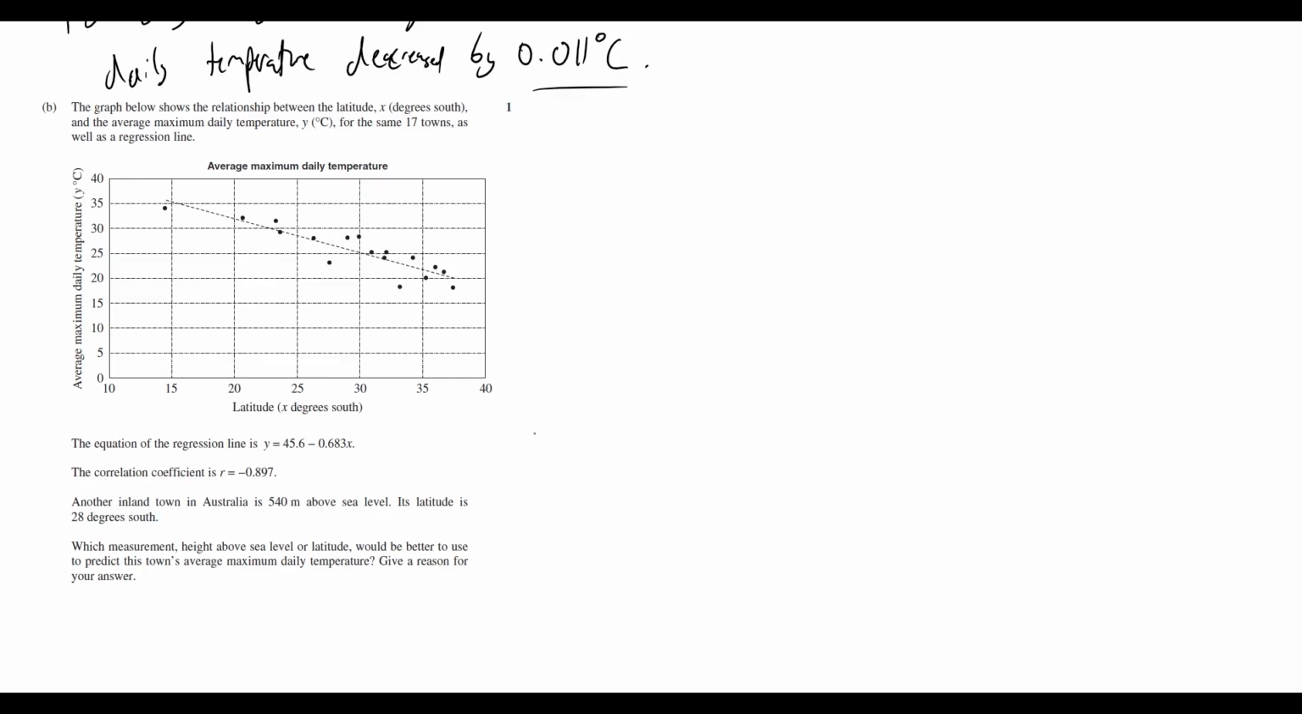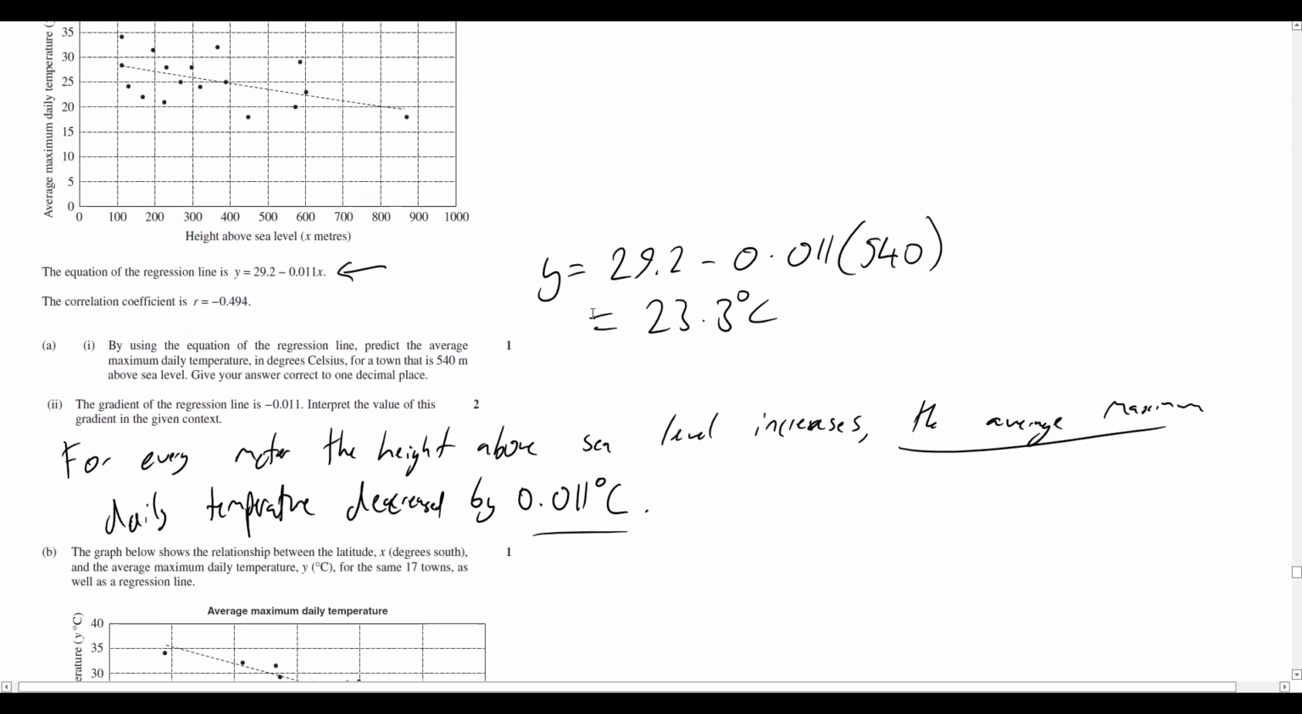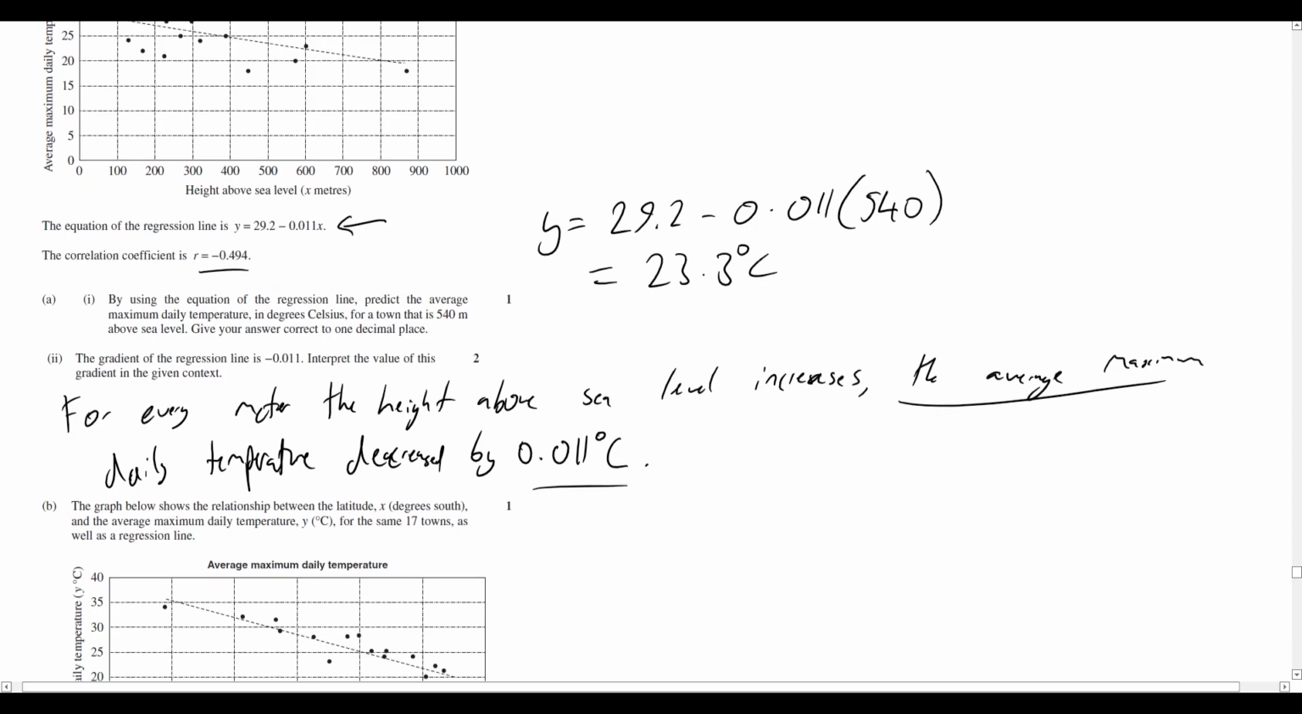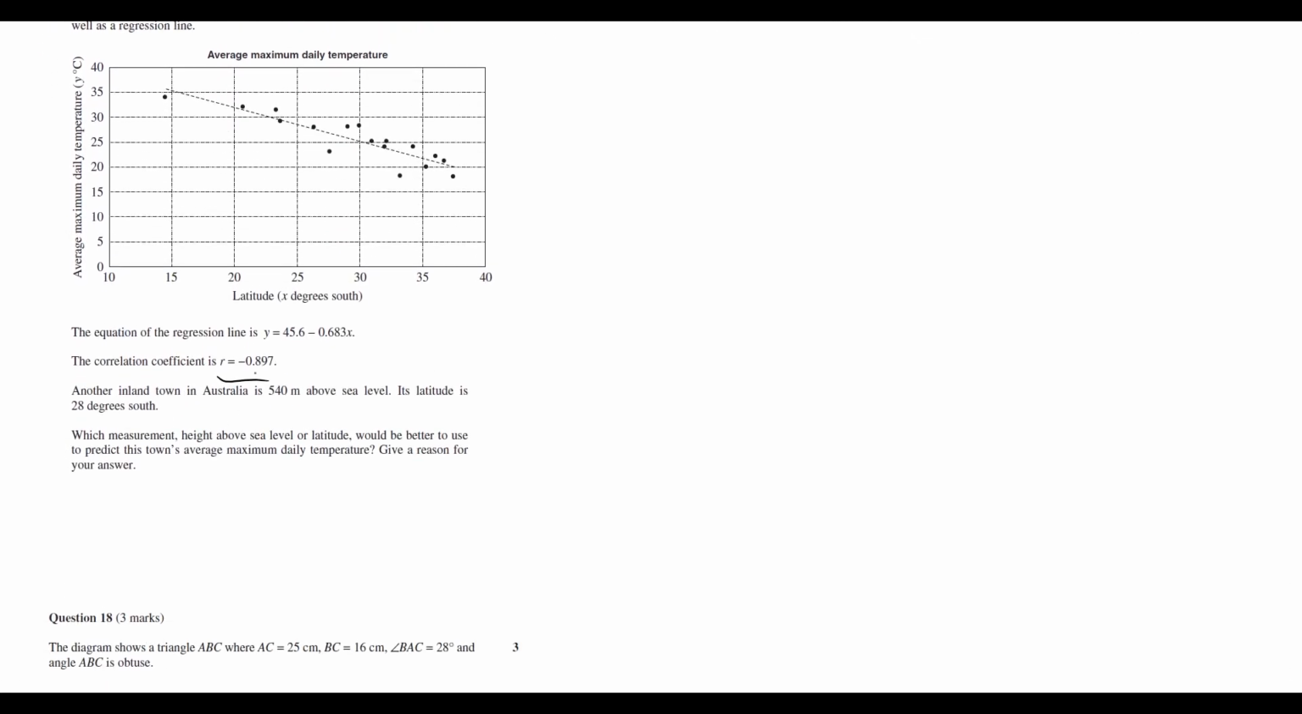So the main giveaway here is going to be the correlation coefficient. For the latitude graph, we have minus 0.897. However, for the height above sea level graph, we had minus 0.494, which is significantly smaller in magnitude than the new correlation coefficient. And so what that means is that there's going to be a greater correlation between the latitude and the average maximum daily temperature. So we'll write exactly that.